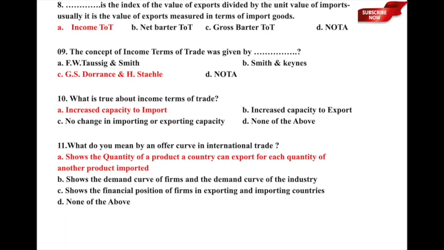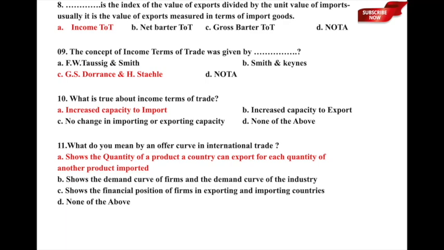So, here dash is the index of value of exports divided by the unit value of imports. It is nothing but income terms of trade. So, income terms of trade is the index of value of exports divided by the unit value of imports, and therefore option A is the correct answer to question number 8. Let us now move to question number 9.